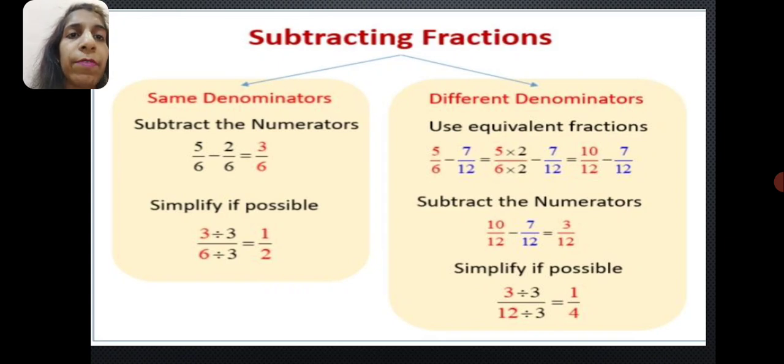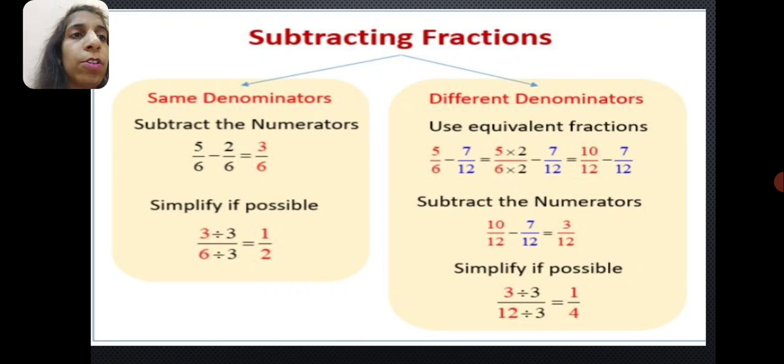So simplify it further, divide both by 3. Divide both means divide the numerator by 3 and divide the denominator by 3. And you will get the answer as 1 by 2. Next column, look at the next column, different denominators. If you have different denominators, you have another example: 5 by 6 minus 7 by 12.